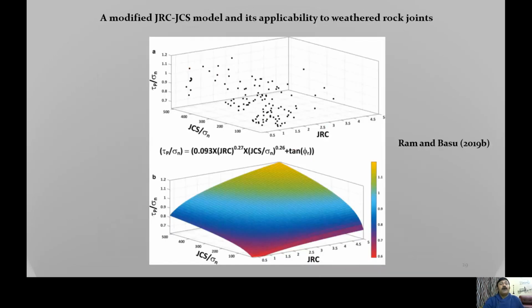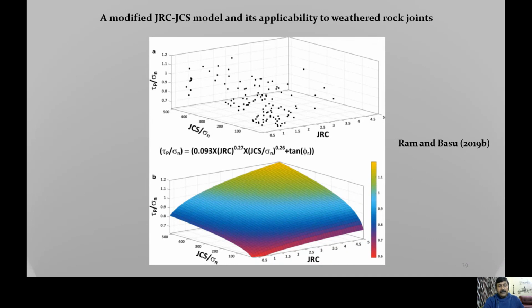Next, I'll be talking about a modified JRC-JCS model and its applicability to weathered rock joints. I'll be brief in my description. The shear behavior of quartzitic rock joints was investigated with reference to weathering rates, and also granitic rock joints were investigated with regard to weathering rates.